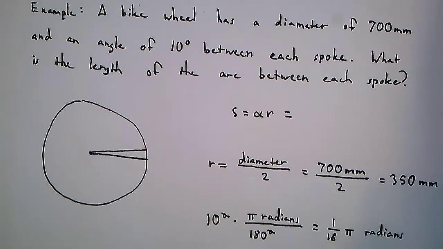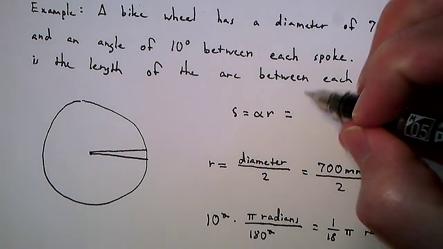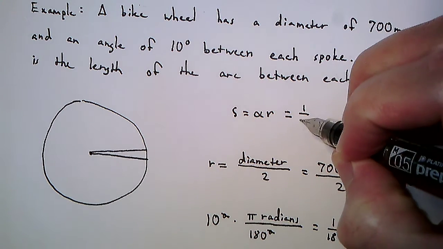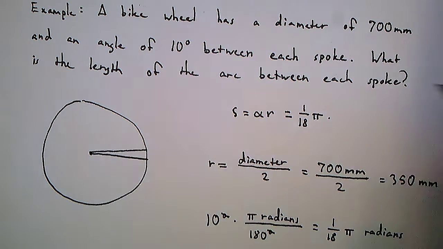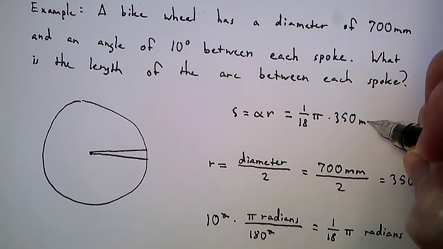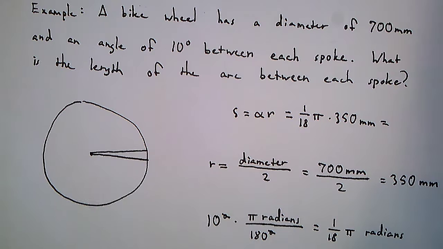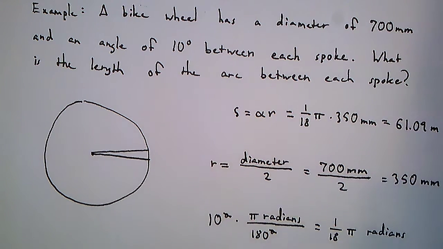So now all we have to do is multiply our angle, 1 over 18 pi, by the radius, 350 millimeters, to get the arc length to be approximately 61.09 millimeters between each spoke.